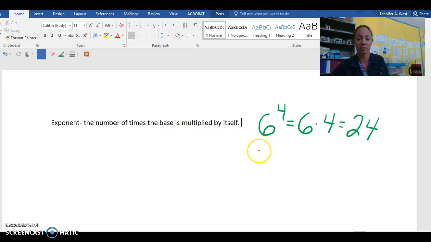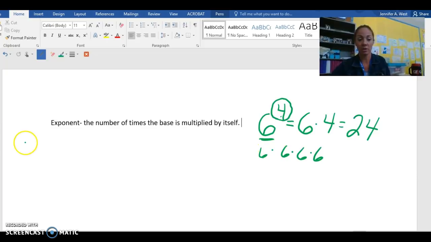It's really supposed to be 6 times 6 times 6 times 6, because 6 is the base, 4 is the exponent, so that means we have to multiply 6 by itself 4 times. 6 times 6 times 6 times 6. Also, the exponent is always written smaller and in the upper right-hand corner of the base.